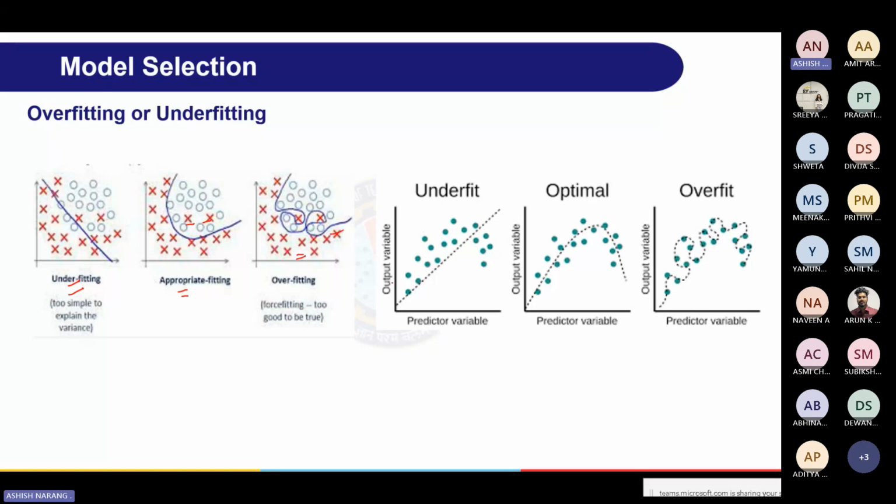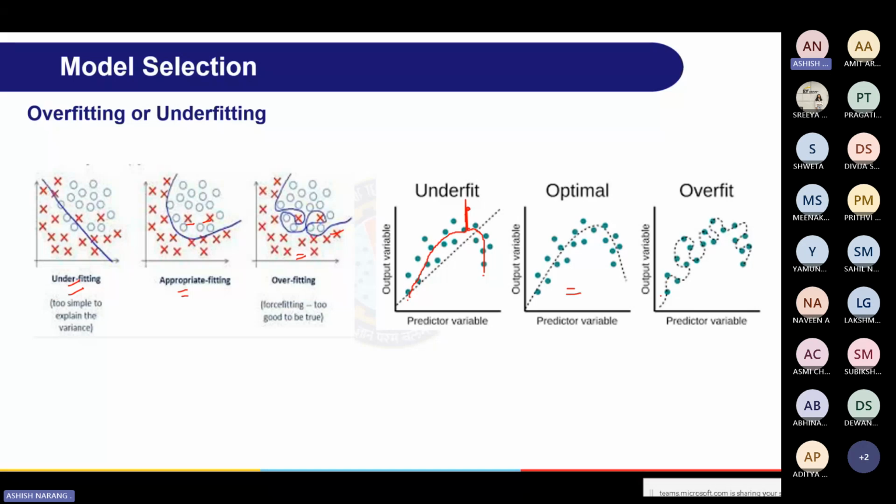Look at this now. You have an output variable, you have a predictor variable on one side, right? So this is a plot that is coming out. A more suitable model is a kind of curve like this, right? This is automatically drawn, right? A more suitable model is a kind of curve like this. When you look at this, this is an appropriate model.